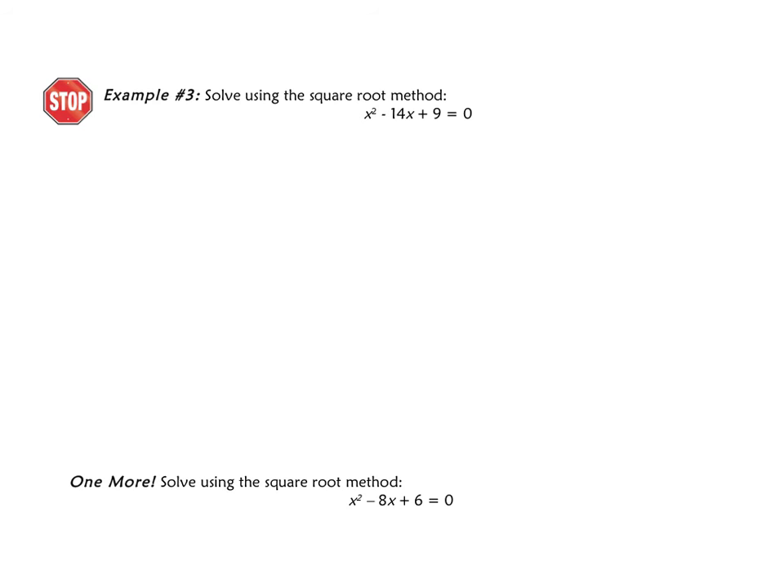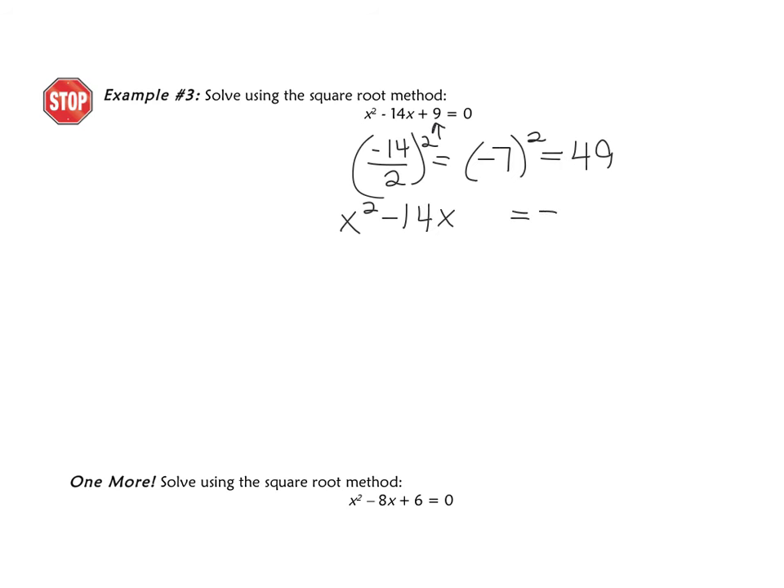So again, what we want to do, we're checking if this number is that number we need it to be. You take the value of b, divide it by 2, and then square it. So I would get negative 7 squared, which gives me 49. 9 is not 49, so I get rid of it by moving it to the other side. So x squared minus 14x is going to equal negative 9.